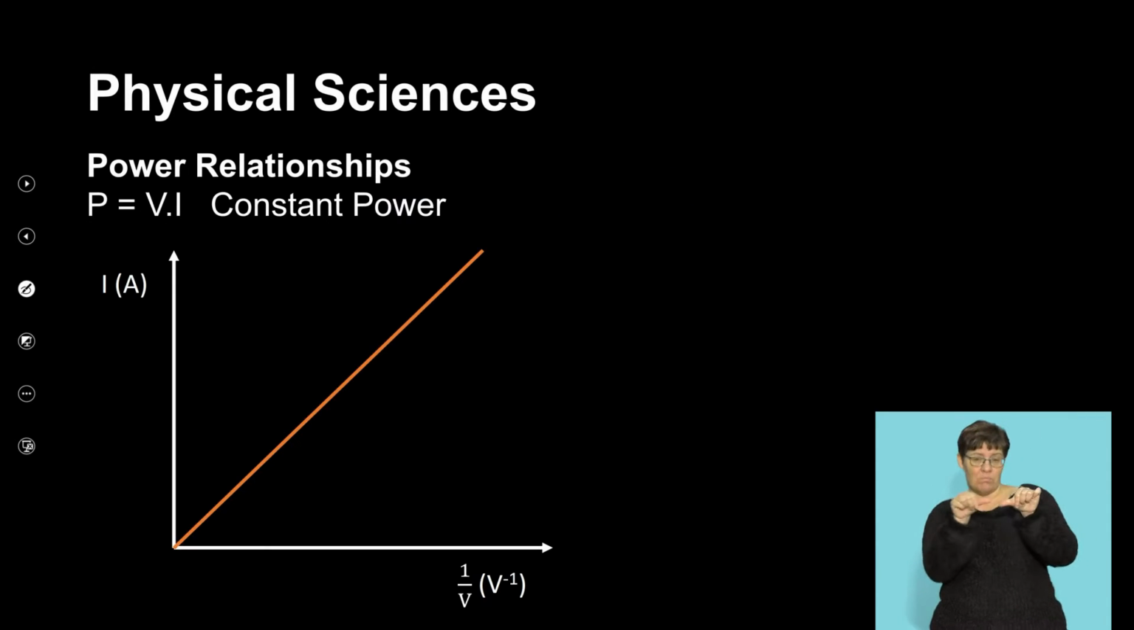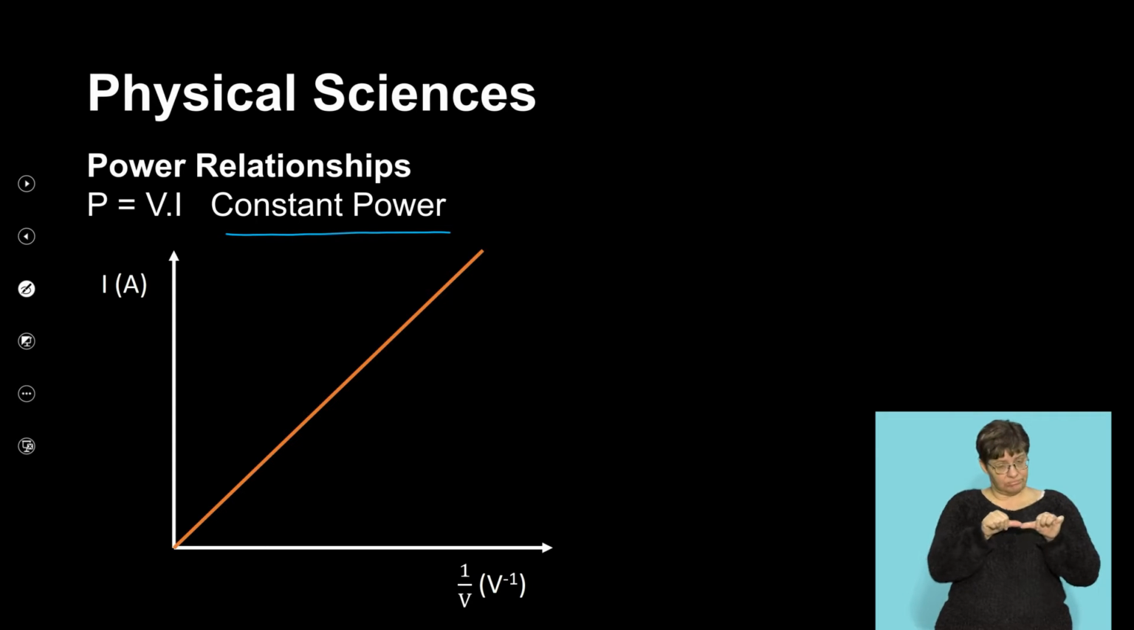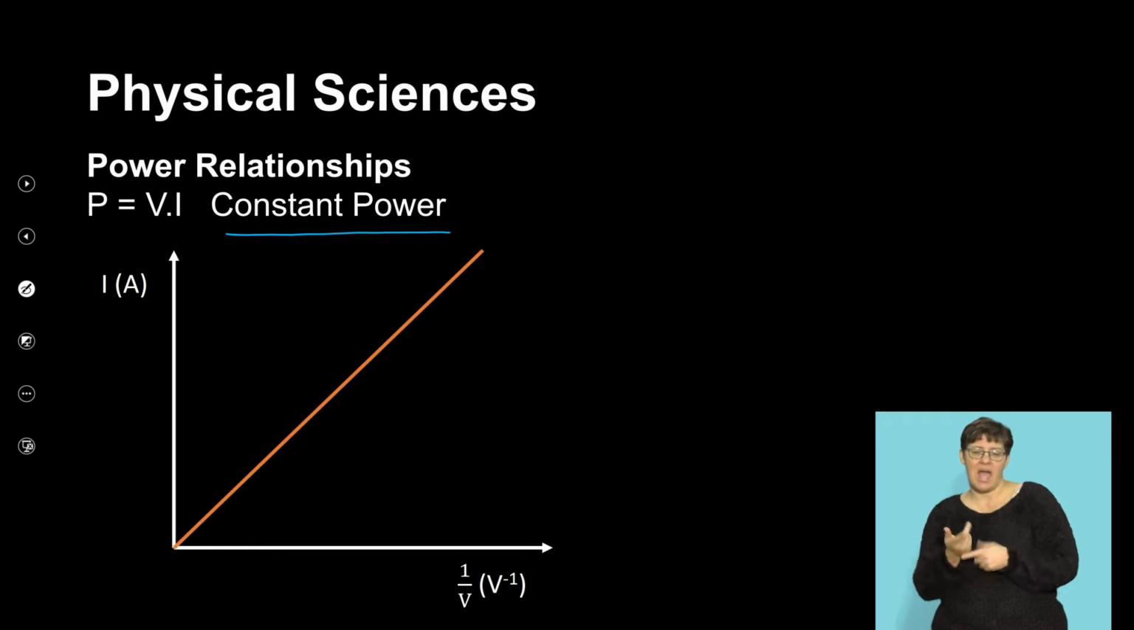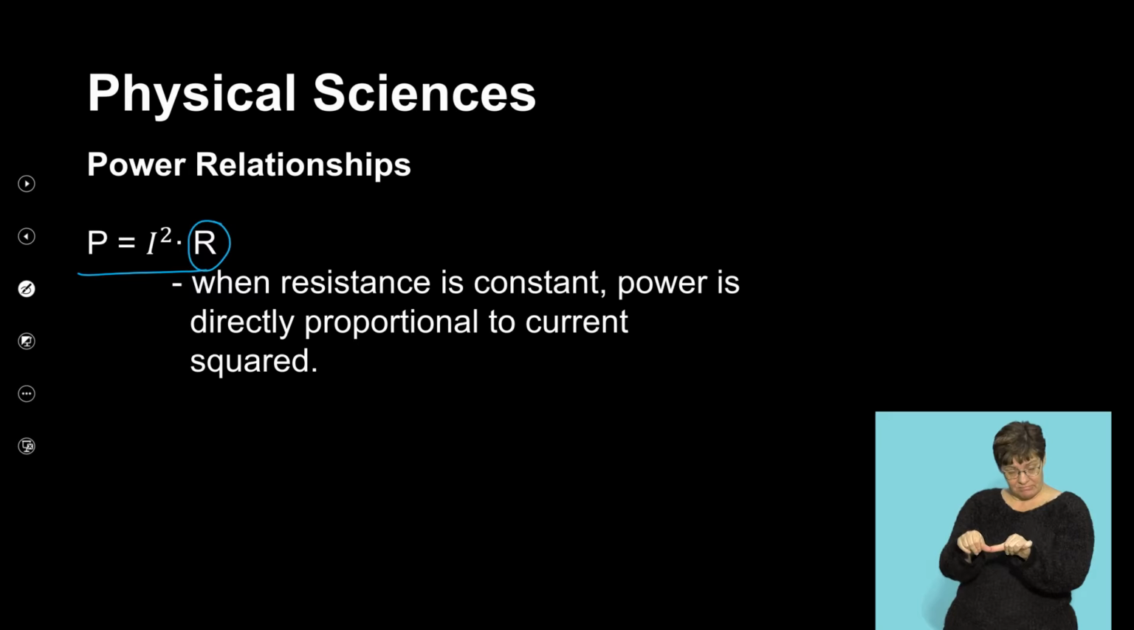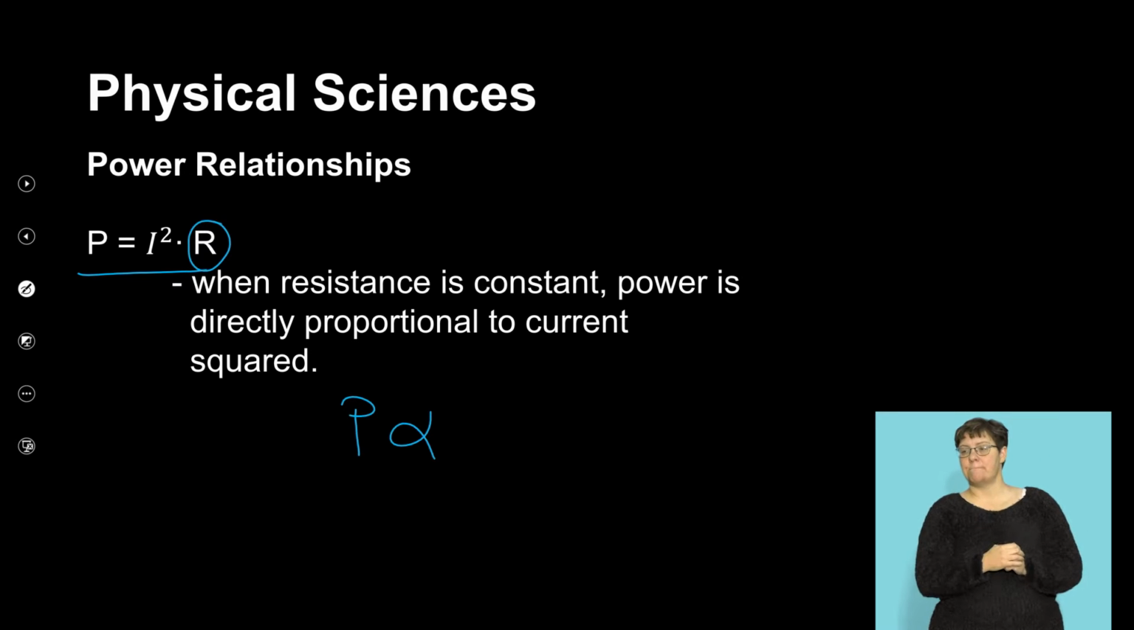This is how we actually show that. So if power is constant, then there is this type of relationship between voltage and current. So the constant gradient in this case represents the power of a device. Right. So in the formula, P is equal to I squared R. When resistance is constant, we can immediately note that power is directly proportional to the square of current, right?